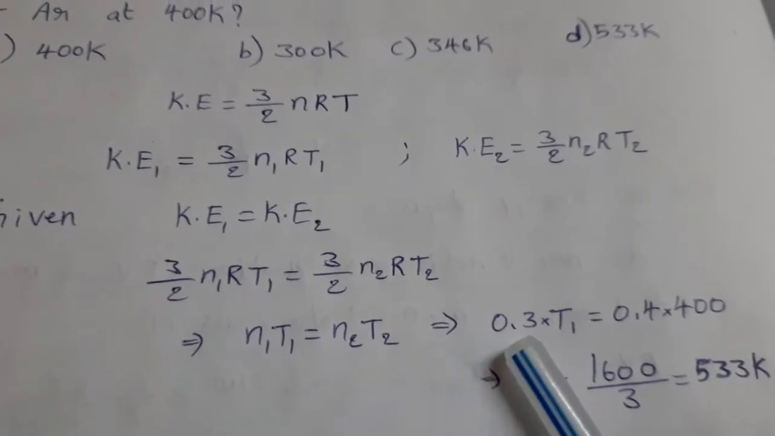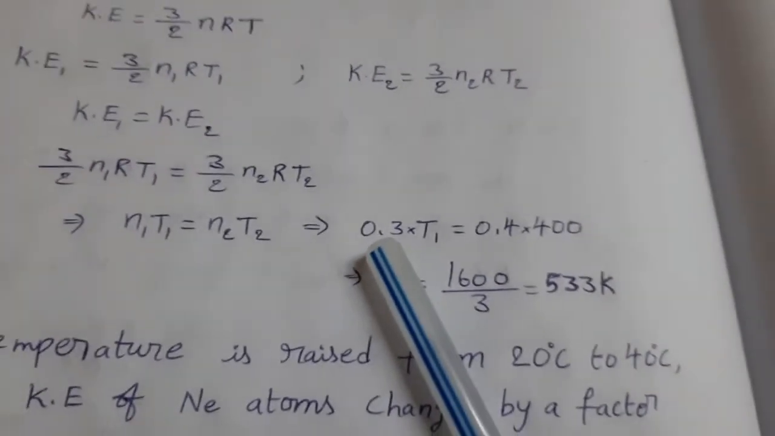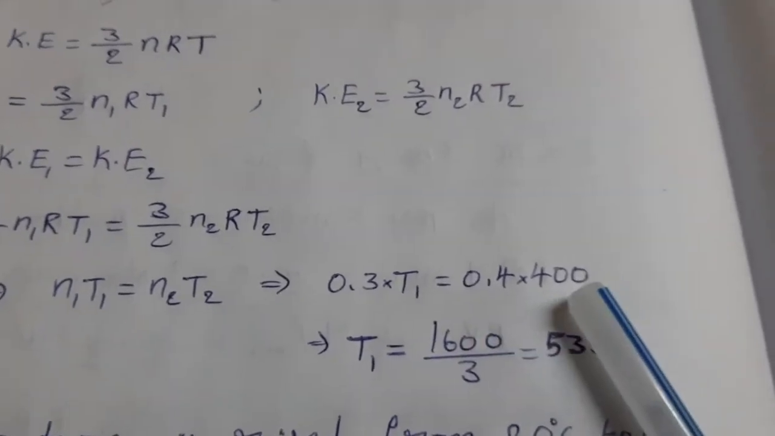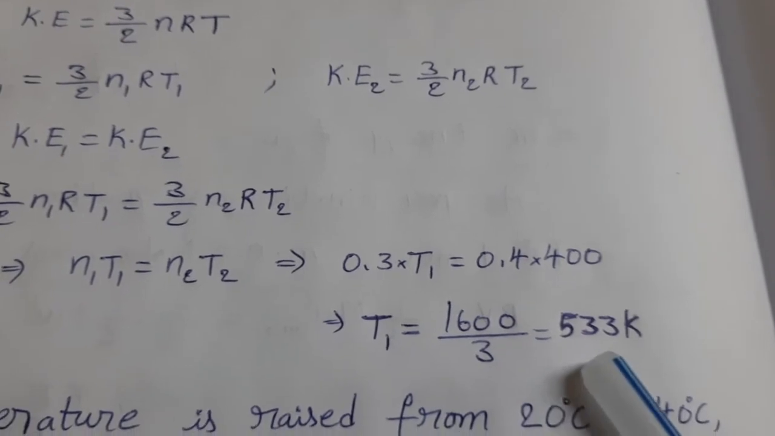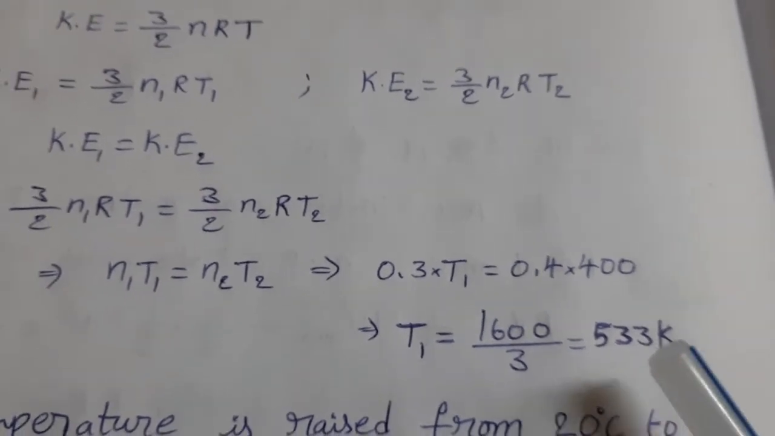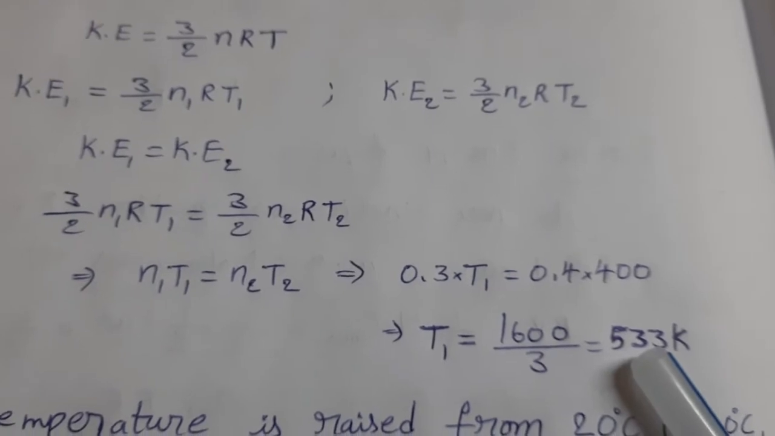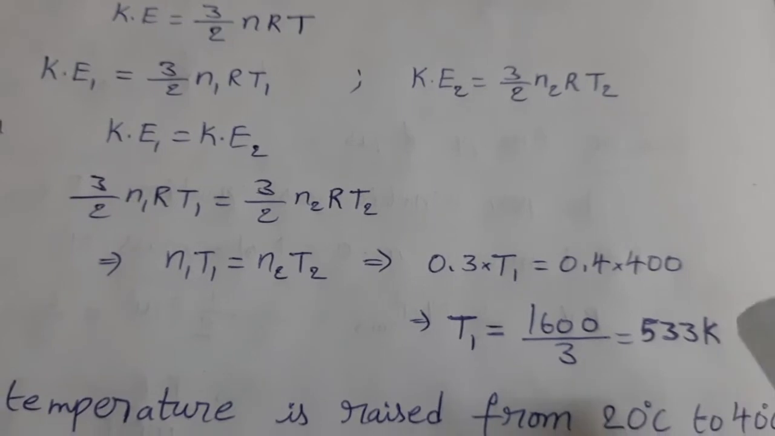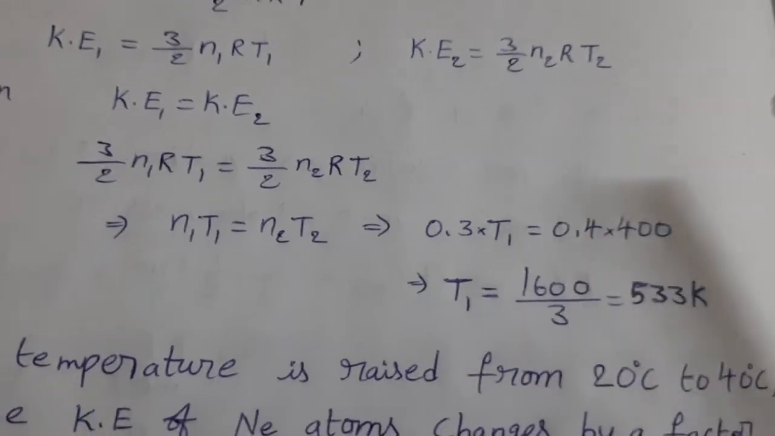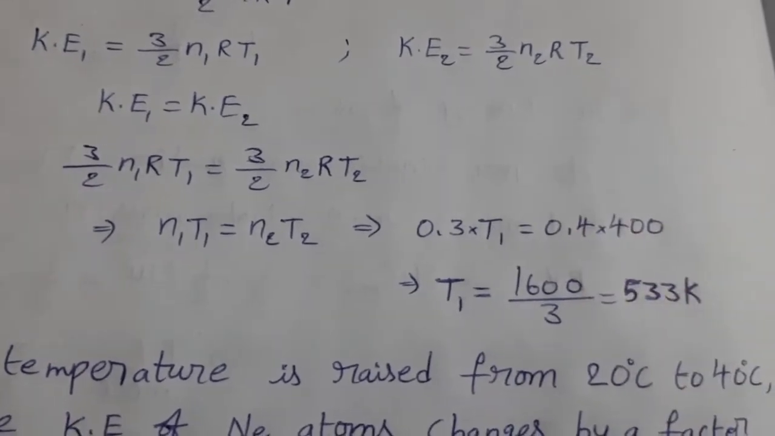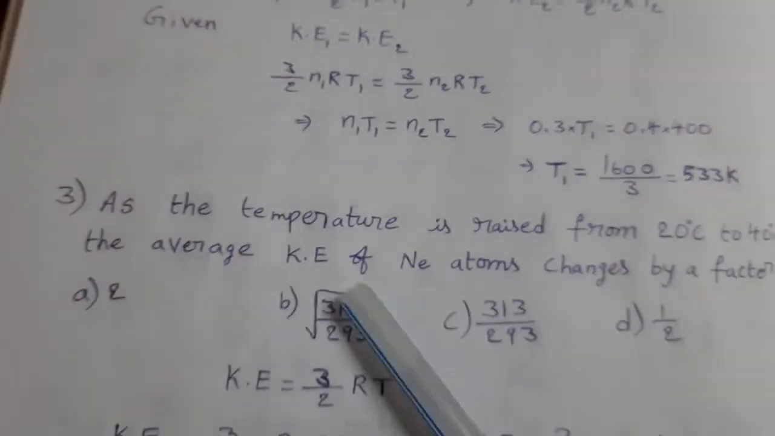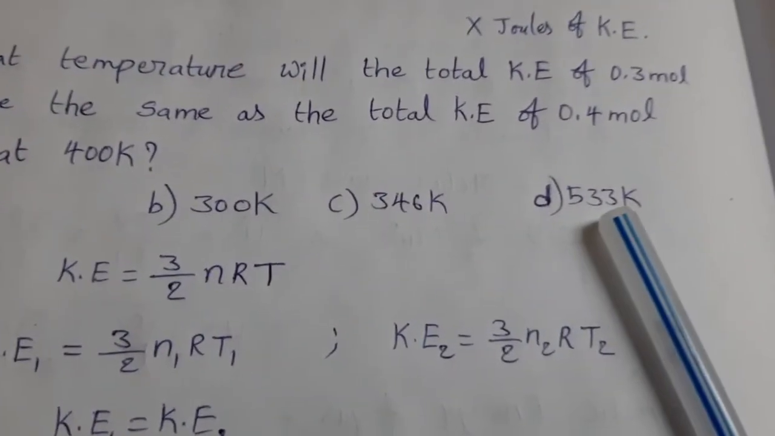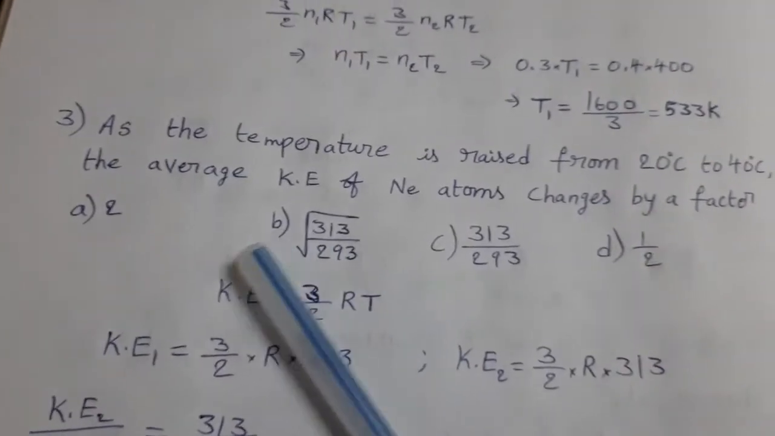Number of moles of helium 0.3, this T1 we should find out. Number of moles of argon 0.4, temperature 400. Substitute, then we get 533 Kelvin. So at this temperature 0.3 moles of helium has same kinetic energy as 0.4 moles of argon present at 400 Kelvin. Next. So what is the option? 533 Kelvin means option D is the answer. Next one.